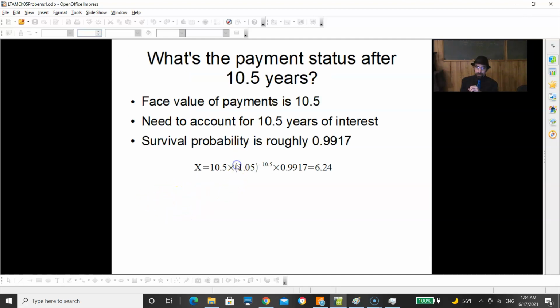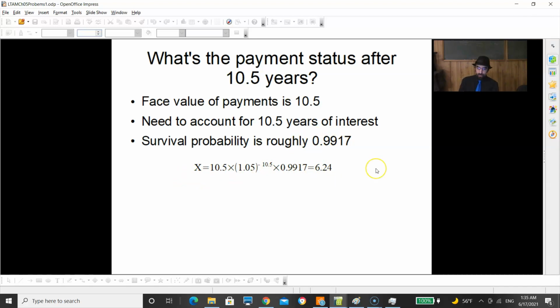But going through, after 10.5 years, face value is 10.5. You have to account for 10.5 years of interest. Survival probability is roughly 0.9917. You can find that one from the table. Multiply these together, you get 6.24.